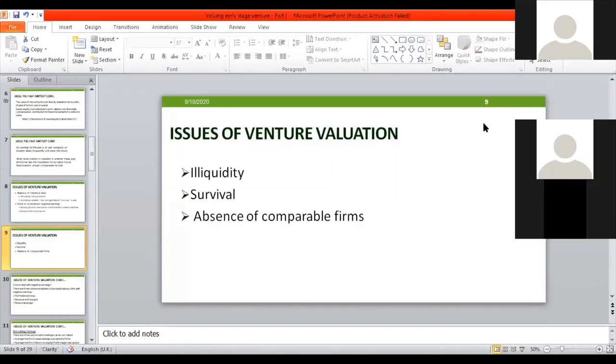And then the last point is absence of comparable firms. If we are using relative valuation, finding a comparable firm might become difficult when it comes to ventures. It can be challenging to find a similar type of firm. Normally, if the venture is a very unique, innovative type of venture, then even the relative valuation approach will not be suitable to value the venture. So those are the major problems and issues that we will face in venture valuation.